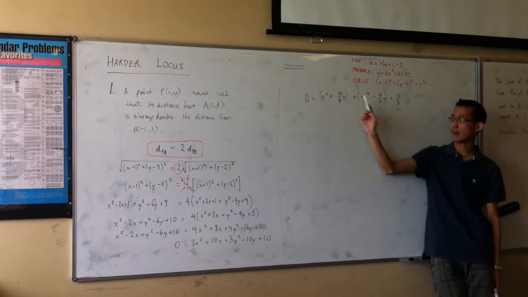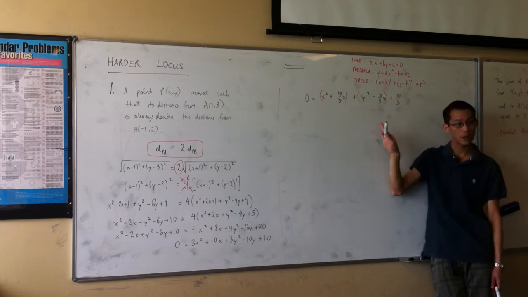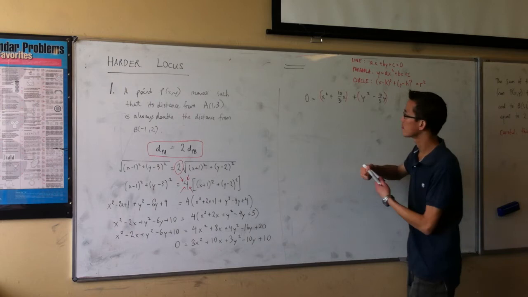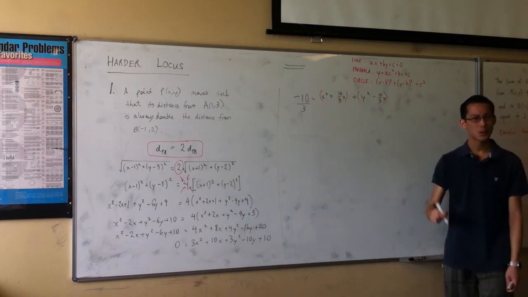Eventually, this 10 over 3, or a negative 10 over 3 over there, is going to become a part of this r squared. I don't want it over here, so I'm going to boot it over there. Okay, done. Now, how do I complete the square?